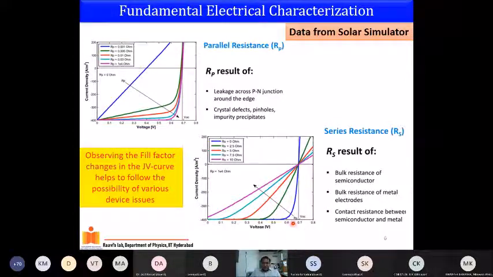And how do you see it? You see it from which part of this fill factor is actually getting deviated from your ideal behavior. So this is the ideal behavior. If, for example, Rs is 0, it is here.